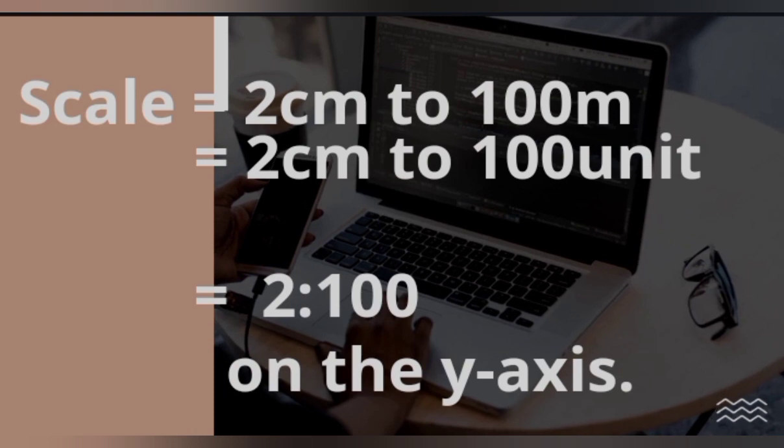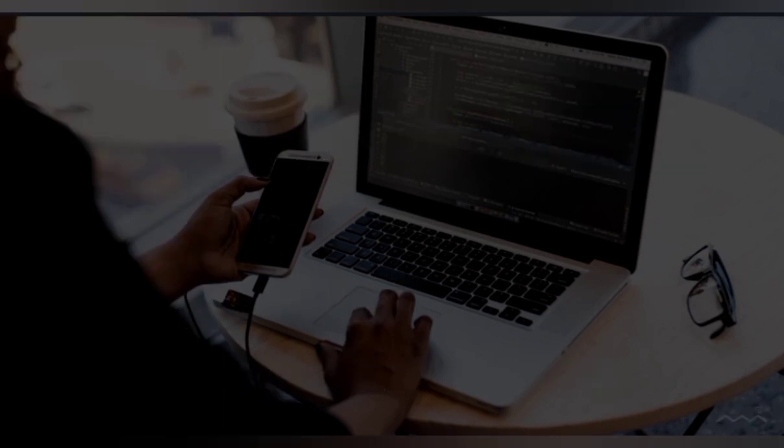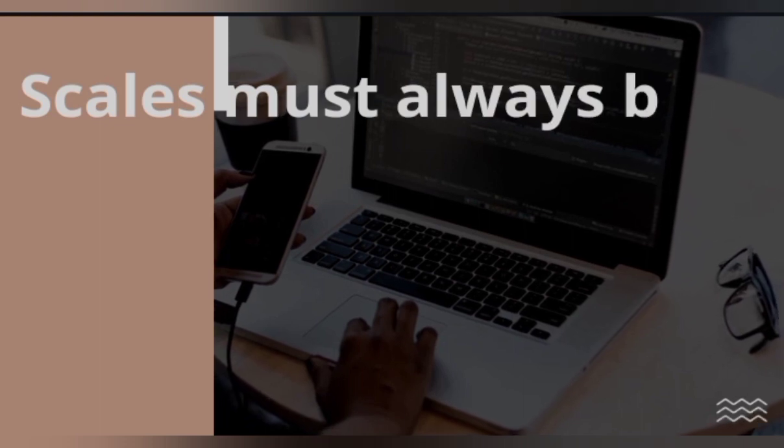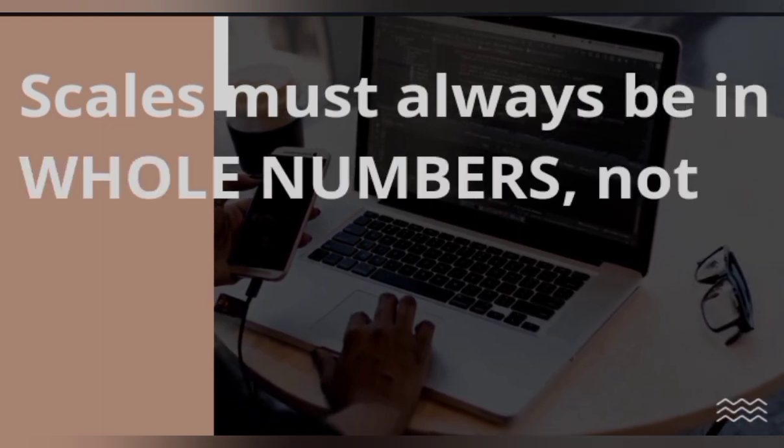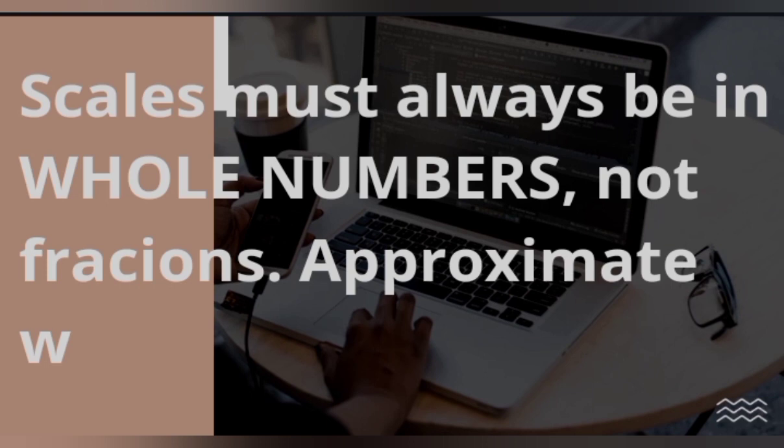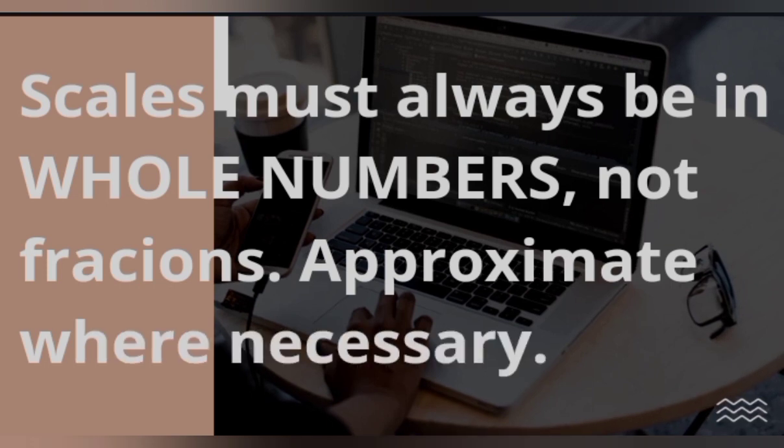Now don't forget that this scale is only for the y-axis. We already calculated for the x-axis. So the scale can be different for the two axes. It may not always be the same. So note that scales must always be in whole numbers. Now if you do your calculation using the formula that scale is range of values over number of large boxes, and you happen to get fractions, you are expected to approximate it to the nearest whole number.